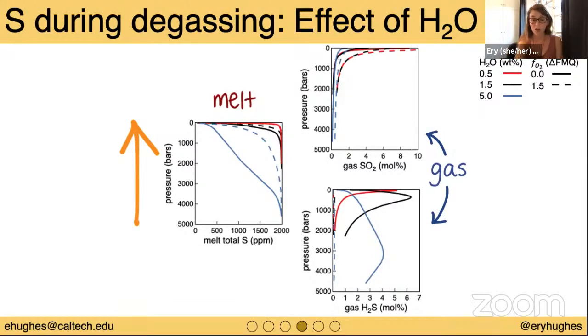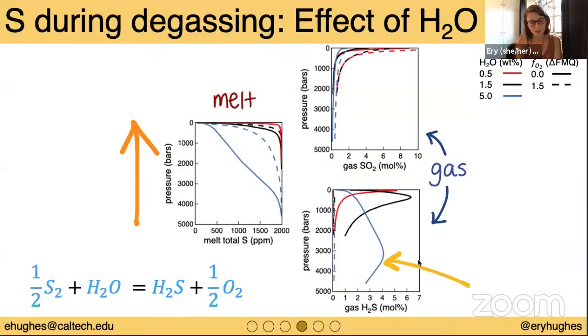So this is the sulfur dioxide composition on the top and the hydrogen sulfide composition on the bottom. And what we can see, for instance, is that under reducing conditions, we're getting a lot of hydrogen sulfide produced at depth. And this is driven by this reaction here. So sulfur reacts with water in the gas to form hydrogen sulfide and oxygen.